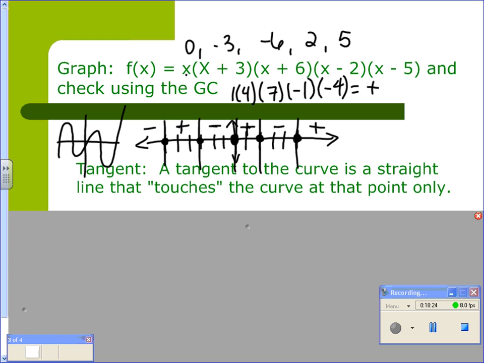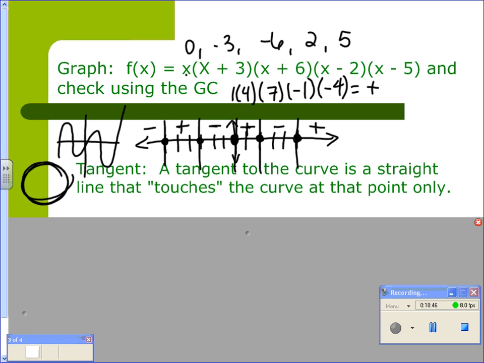A tangent. Do you remember tangent from geometry? Tangent to a circle. What is it? It touches a circle just at one point. So that's the tangent we're looking at now. A tangent to the curve is a straight line that touches the curve at only one point. The same concept as a tangent to a circle, but instead of a circle, it's a curve.